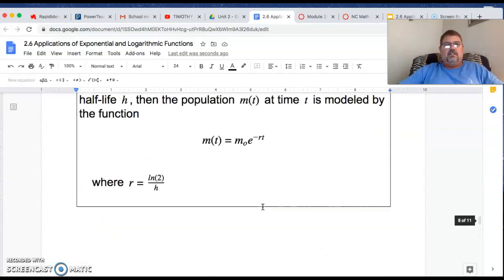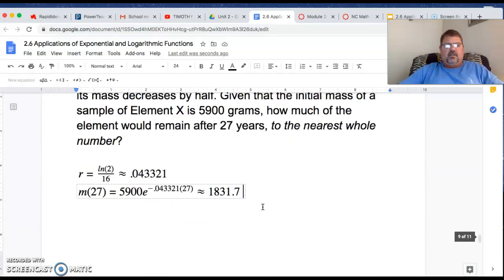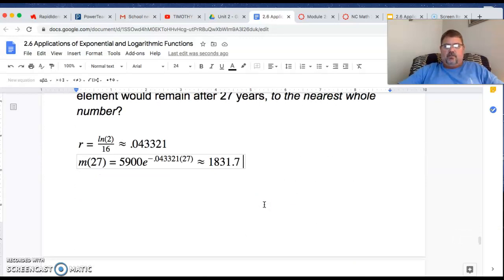You got some of these in Delta Math to do. I'm just giving you a heads up. They're really easy, and I think you'll do fine with them. I got one more problem to do with you in this section, and I'll see you there on Newton's Law of Cooling.